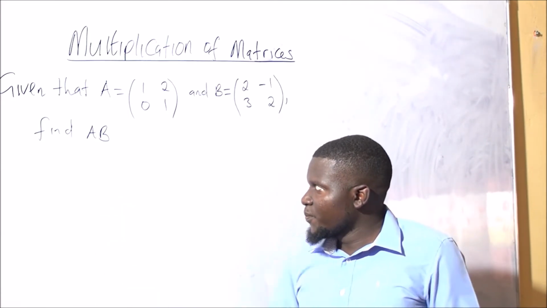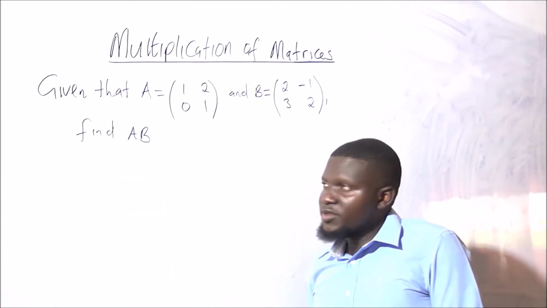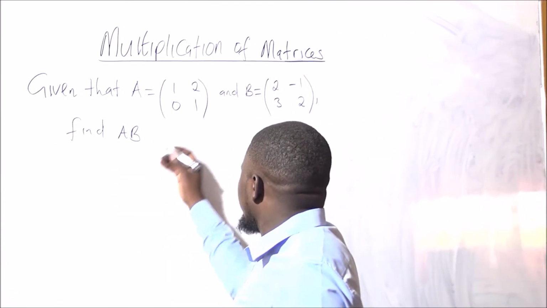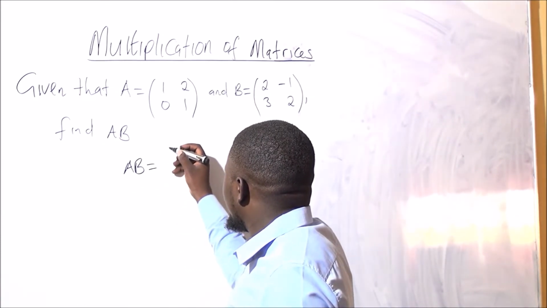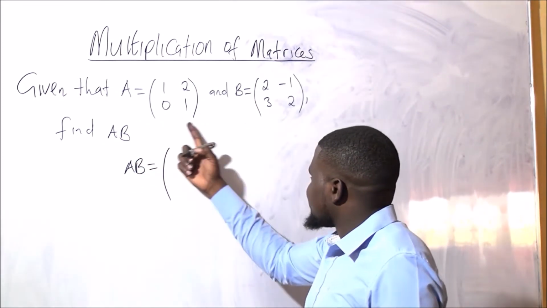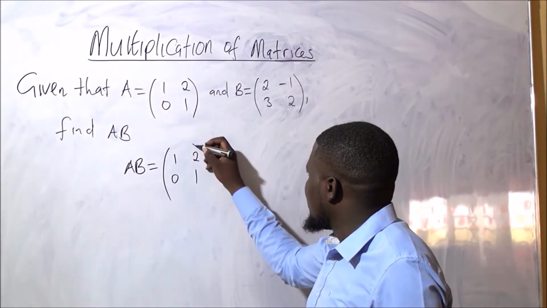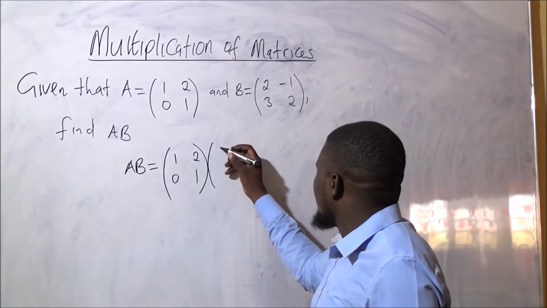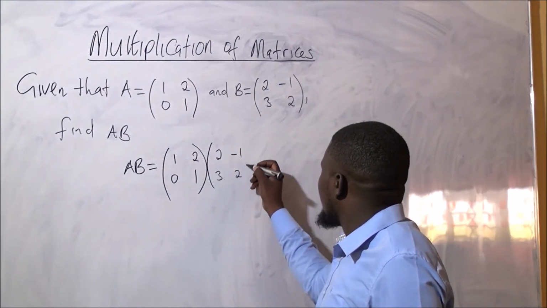So in finding the value of the matrix AB, we'll say our AB is equal to, we combine. Our A is 1, 2, 0, and we have 1 there. And our B there is 2, negative 1, we have 3, and we have 2 there.